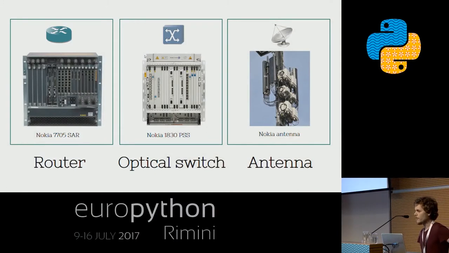In the network of an internet service provider, we find three main types of nodes: router, optical switch, and antenna. As you can see, these are very big devices, with lots of cards and lots of interfaces. So this has nothing to do with the type of device that you would have at home. These are corporate devices that we would find in the network of a big company like Facebook or Google, or in the network of an internet service provider like Vodafone, Telefonica, and so on.